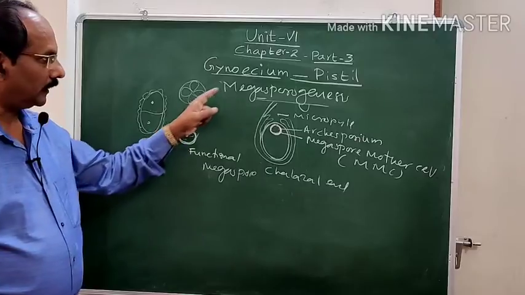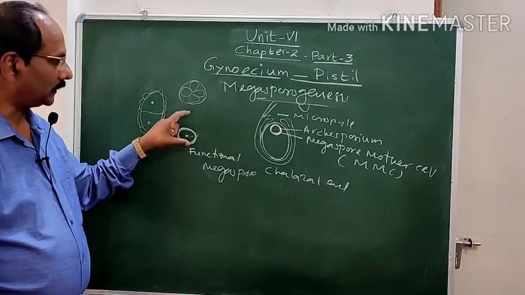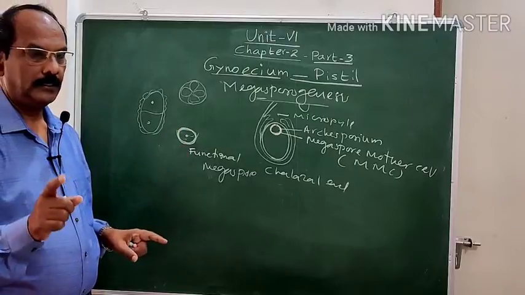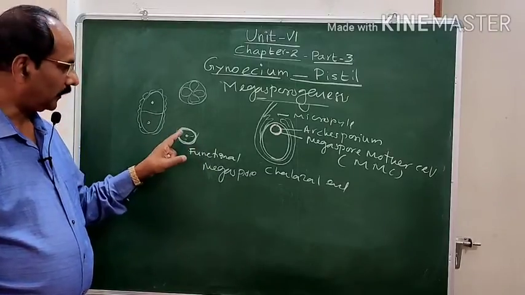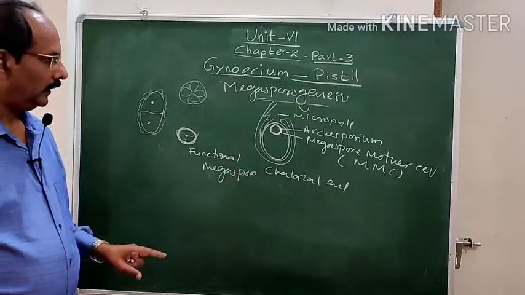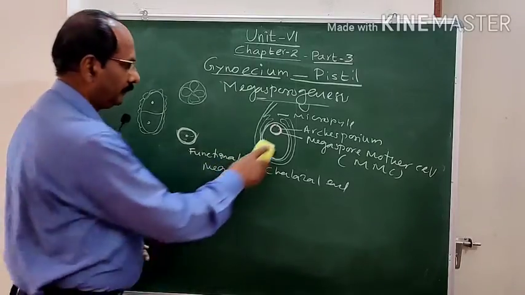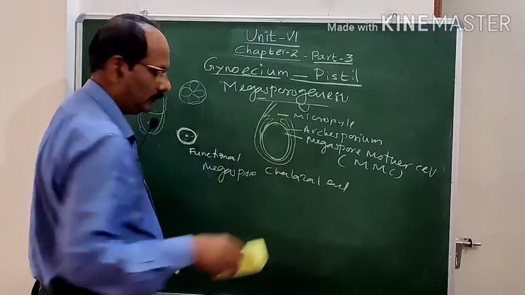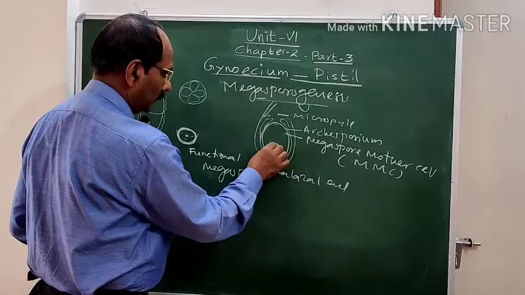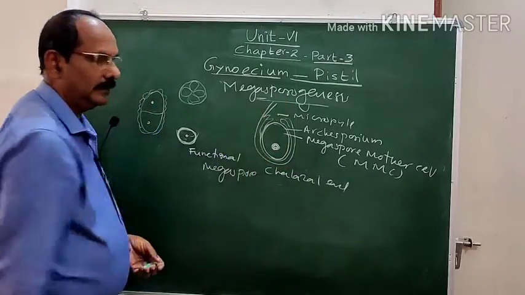But in the case of megasporogenesis, out of the 4 cells of the tetrad, 3 will degenerate and 1 will remain as a functional megaspore, and that functional megaspore is present near the chalazal end. Okay, so that is forming here. So like that, the megasporogenesis is completed.